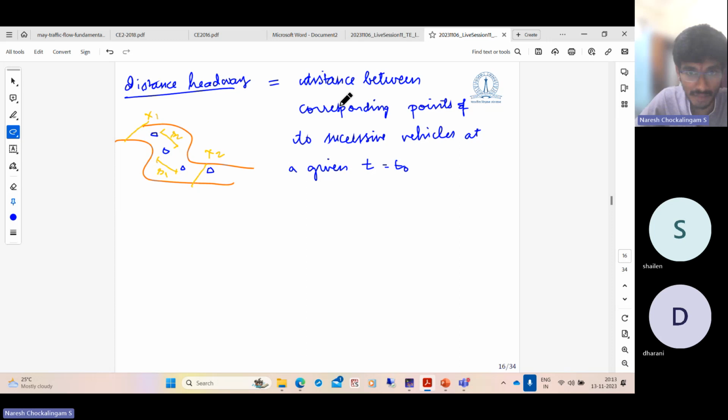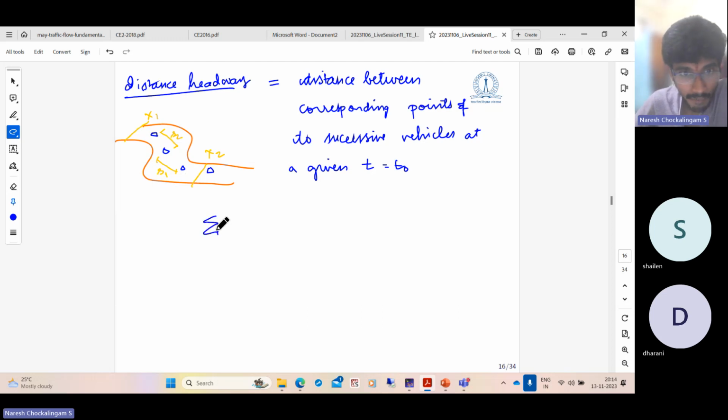So corresponding points means if you take the distance from the front side of a car, you should stop at the front side of the other car. If you start from the back side, you should stop at the back side. So that is just the meaning of corresponding points. When the distances are very large compared to the vehicle size, it doesn't matter. So again, it is denoted by S.